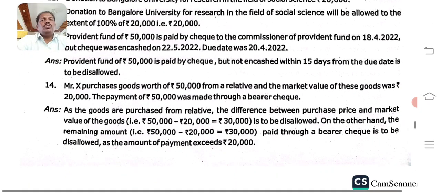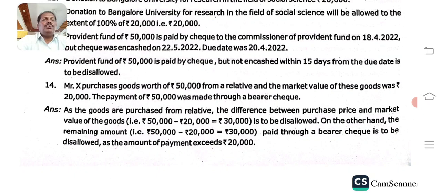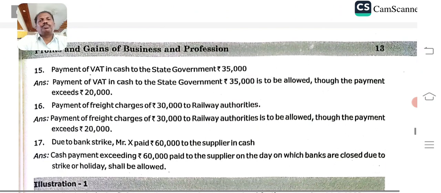Mr. X purchased goods worth rupees 50,000 from a relative, and the market value of these goods was rupees 20,000. The payment of rupees 50,000 was made through a bearer check. The difference between purchase price and market value of the goods, that is 50,000 minus 20,000, is equal to 30,000, to be disallowed. On the other hand, the remaining amount 30,000 paid through a bearer check to be disallowed. The amount of payment exceeds rupees 20,000.